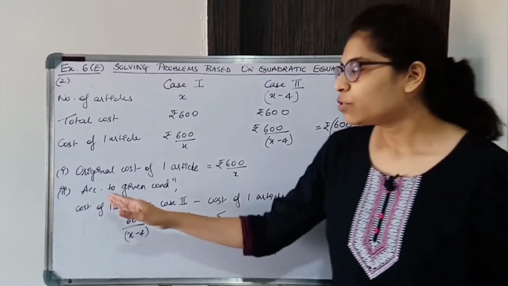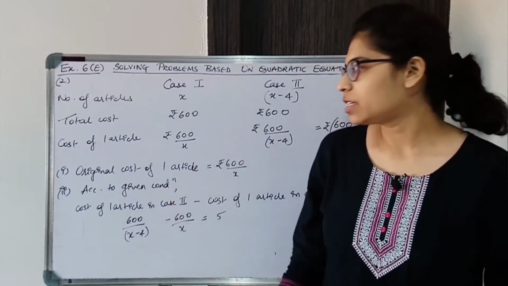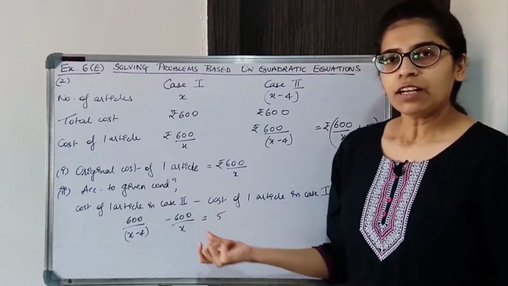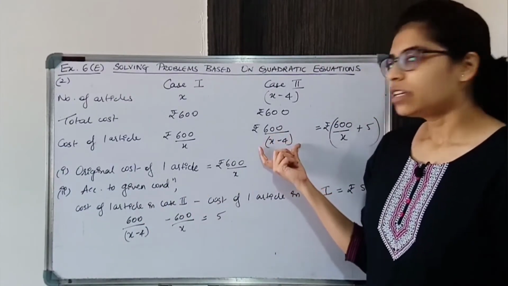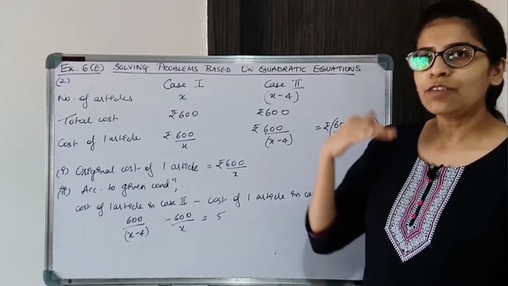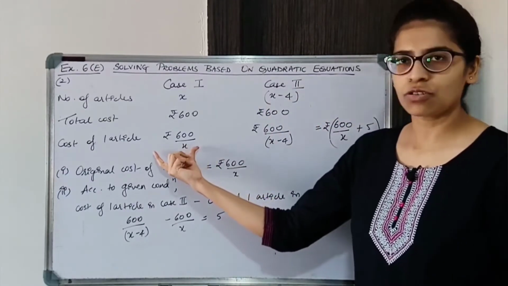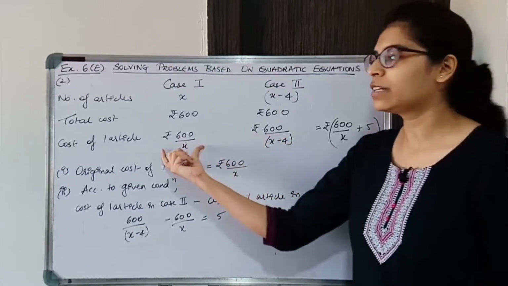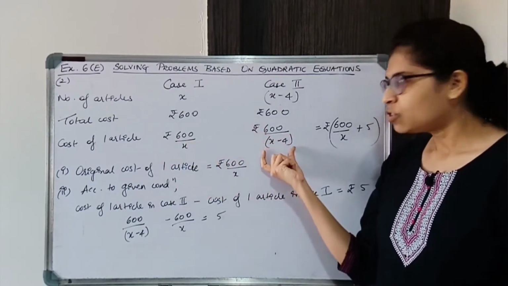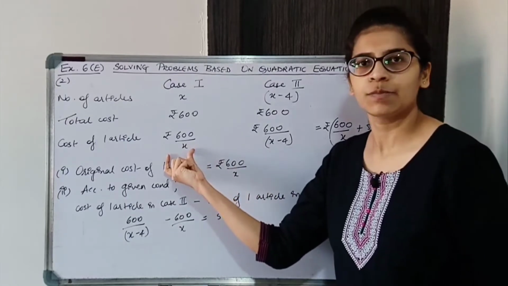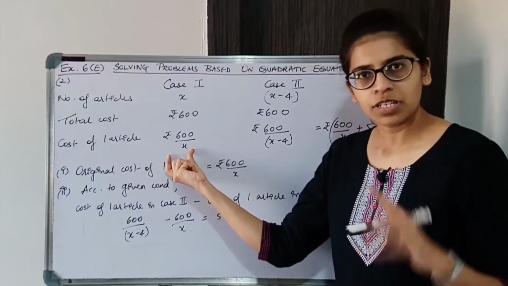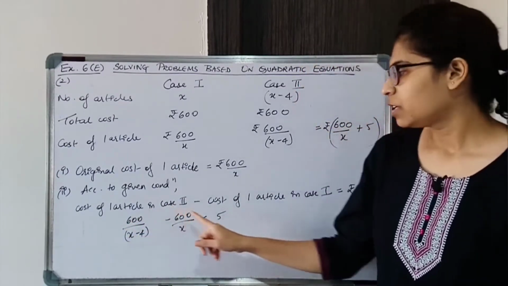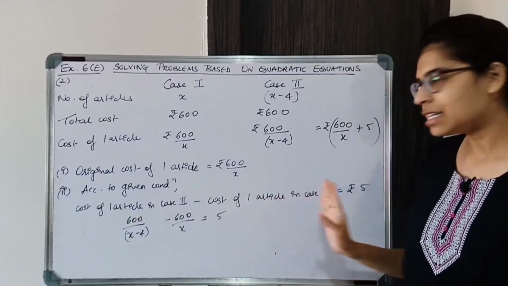So according to the given condition, we are told not to use short forms. Now we are told that the cost of the article over here is 5 more than the cost of the article in the first case. The cost of the article over here is more, here it is less. Here it is more because the denominator is smaller, here it is less because the denominator is more. It is an inverse relation. So the cost of the article in case 2, more minus less, is equal to 5 rupees.